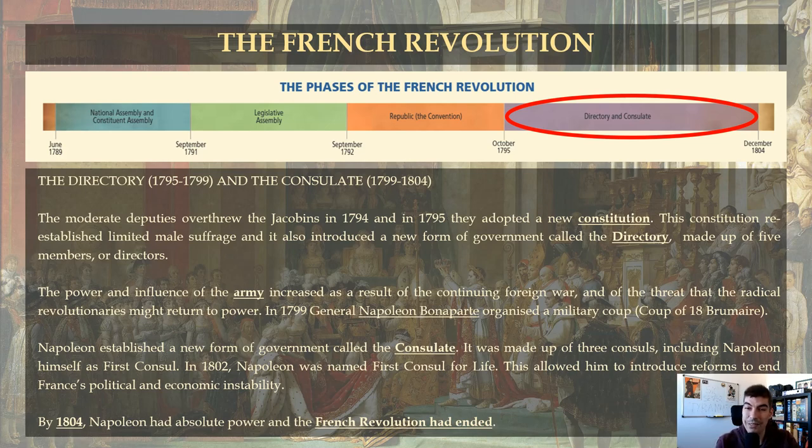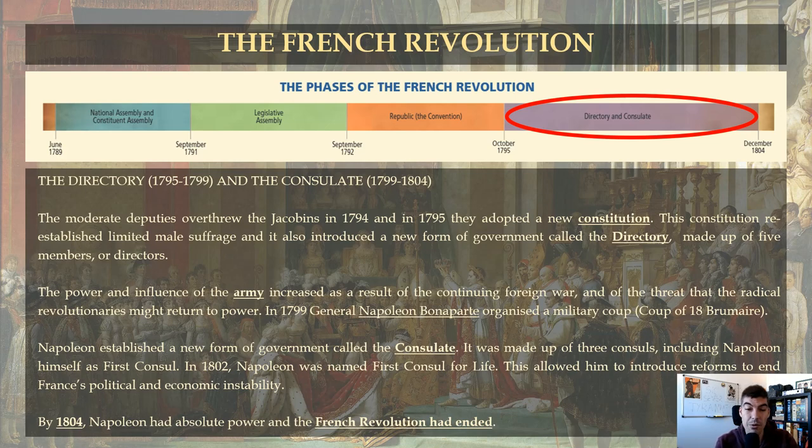So, the last part of this French Revolution, the last phase, is the Directory and the Consulate. El Directorio y el Consulado. The Directory from 1795 to 1799, and the Consulate from 1799 to 1804. So, after the Terror of the Jacobins, there were some revolts within the Convention, and the moderate deputies overthrew the Jacobins in the year 1794, and they adopted a new constitution the following year.